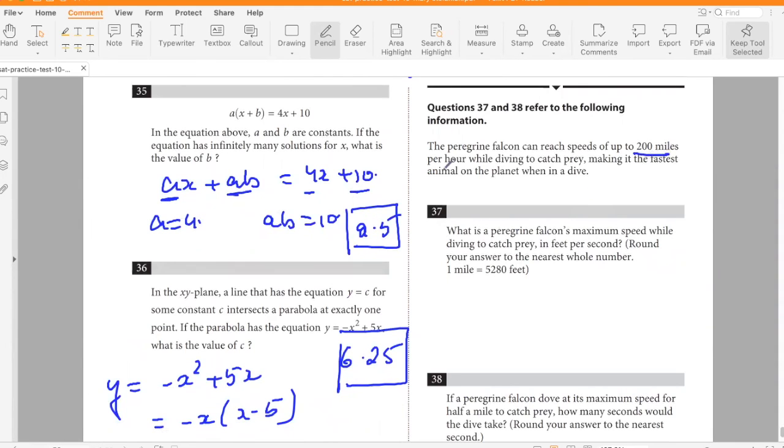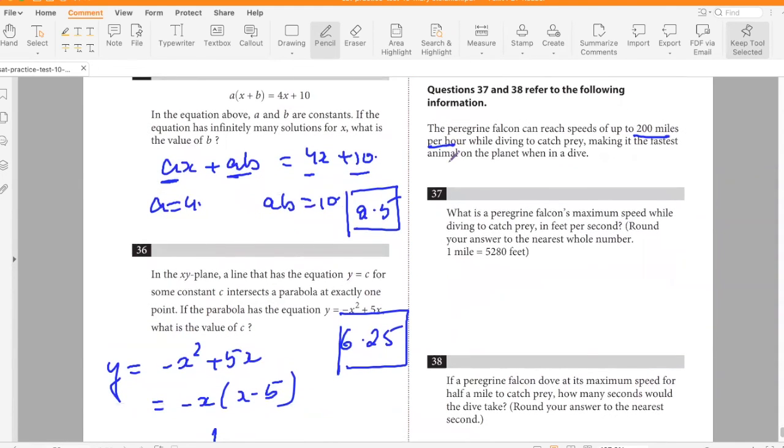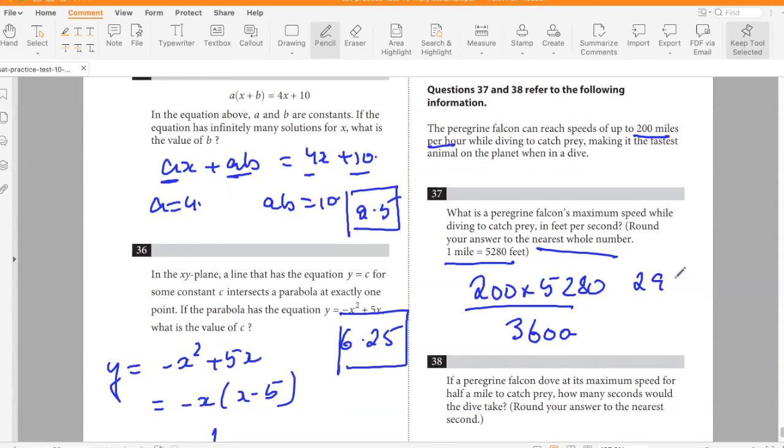So the maximum speed is 200 miles per hour. So we have to convert that to feet per second. 1 mile is 5280 feet. So that will be 200 times 5280 feet. And per hour, so that would be divided by 3600 because 1 hour is 3600 seconds. So let's plug that in. 200 times 5280 divided by 3600. So that comes to 293.33, and we have to round the answer to the nearest whole number. So 293.